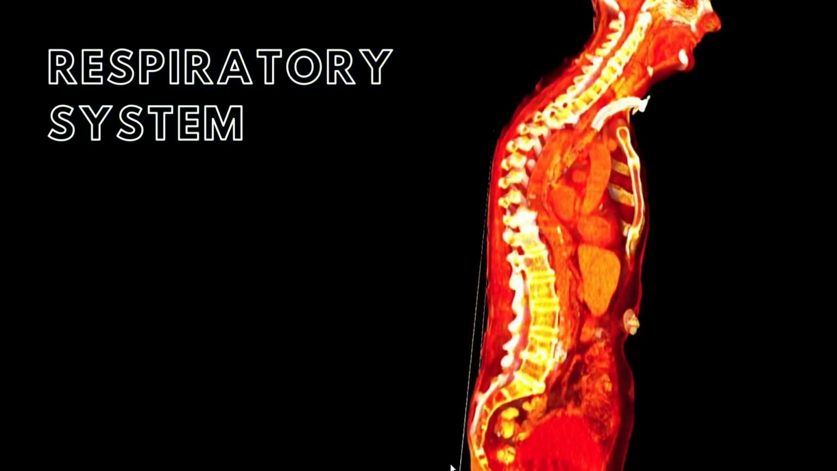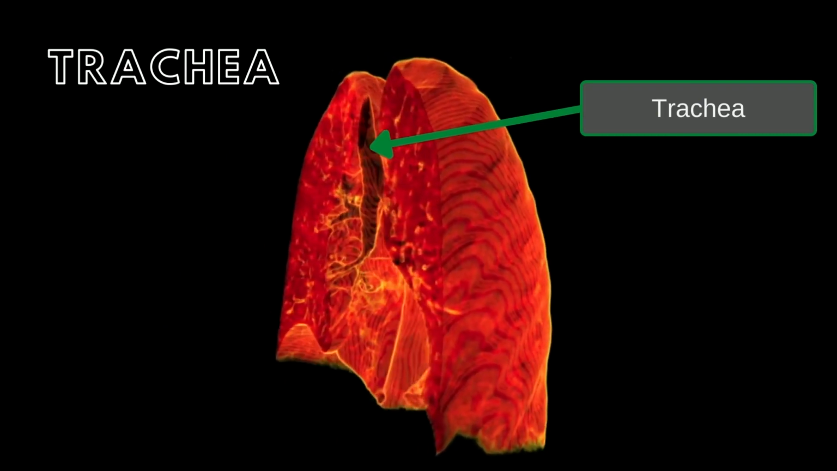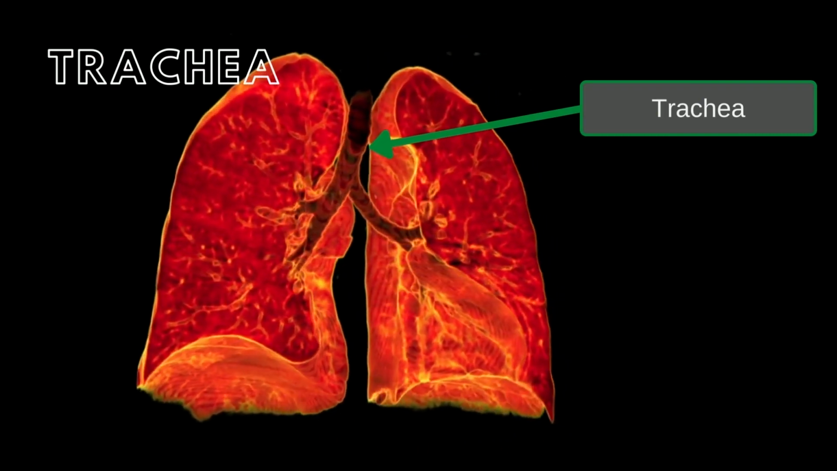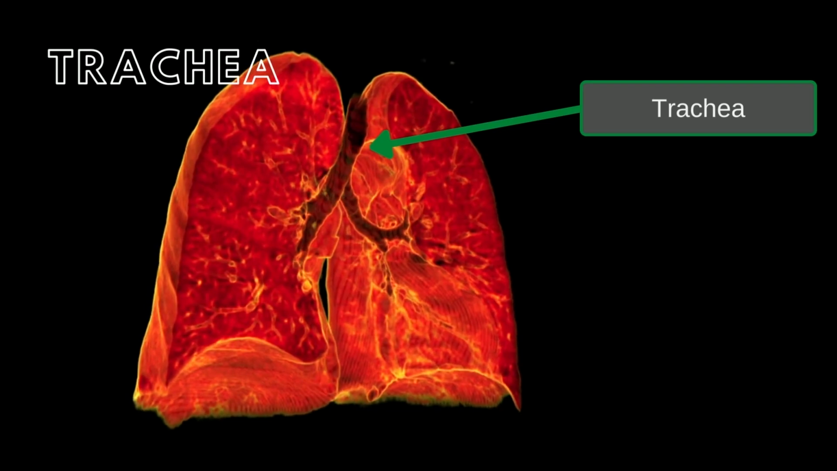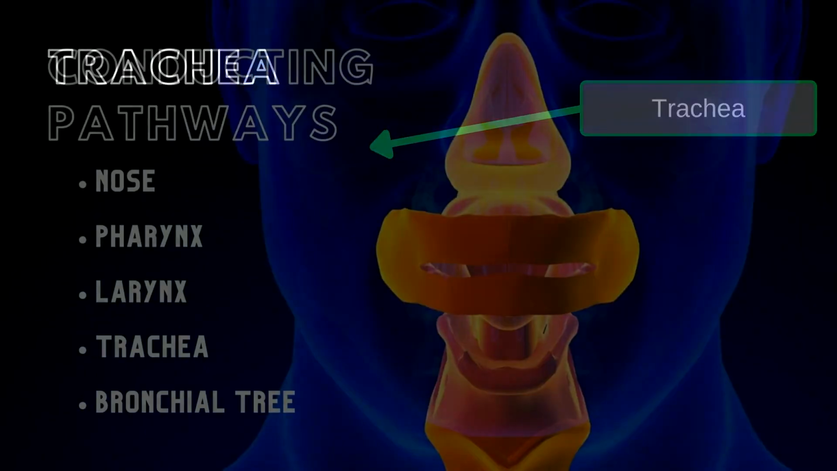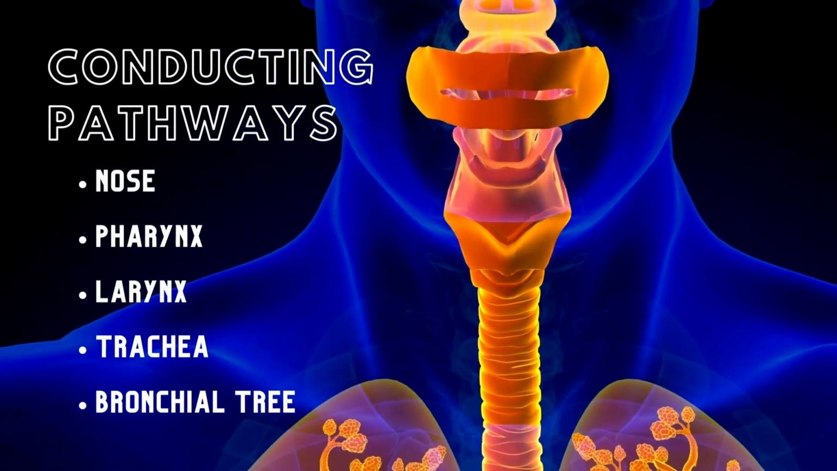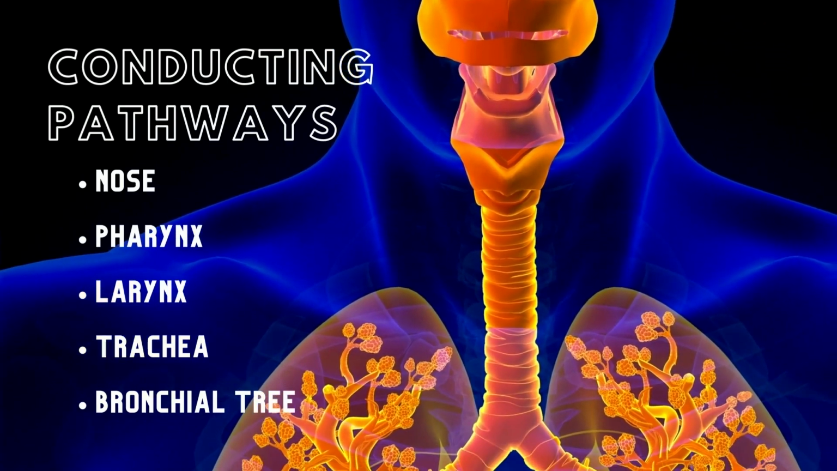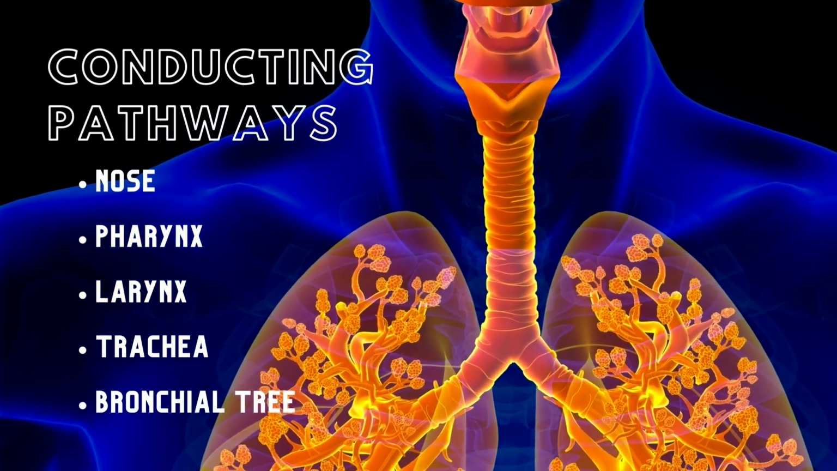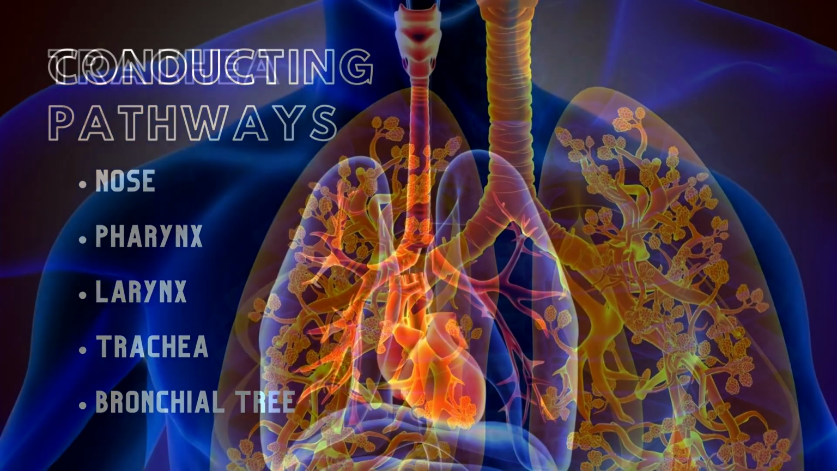In this brain builder, we are going to focus on the respiratory structures within the thoracic cavity, starting with the trachea. The trachea is considered a conducting pathway, which are structures within the respiratory system that are not directly involved in gas exchange. Conducting pathways include the nose, pharynx, larynx, trachea, and bronchial tree. The functions of these structures in this zone include providing a clean passageway while humidifying and warming the incoming air.